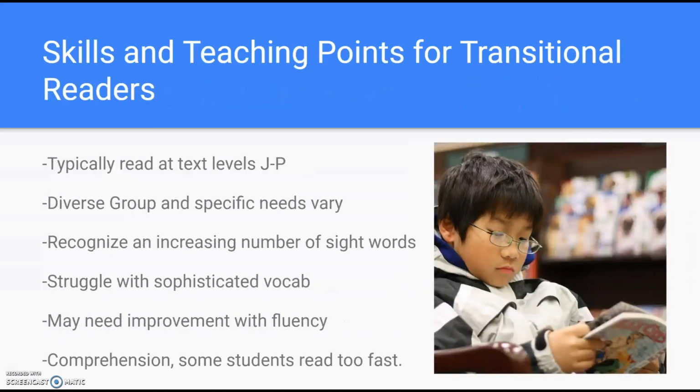The next group is transitional readers. Transitional readers should typically read at text levels J through P, and they are a very diverse group of students, and a lot of their needs will vary. So a few things you should work on is recognizing an increasing number of sight words. And sometimes they struggle with sophisticated vocab, so that's something they should work on. They may need improvement with fluency, and some need work on comprehension because some students read too fast.